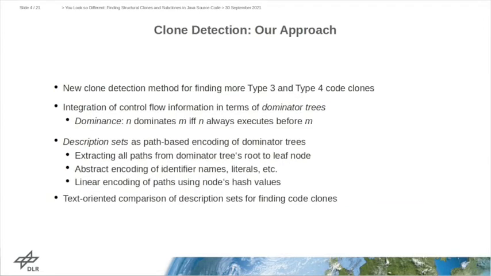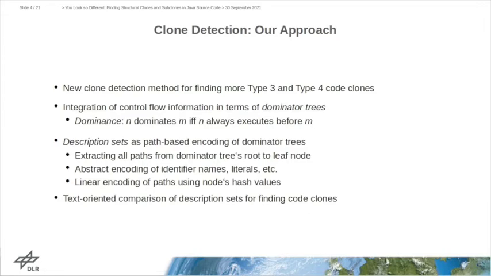In our work, we have developed a new method for finding more of these Type 3 and Type 4 code clones. To this end, we do not only consider code syntax for finding clone code, but also control flow, and therefore first transform the code into dominator trees. In dominator trees, control flow is given by the dominance relation, stating that an instruction dominates another instruction if the instruction always executes before the other.